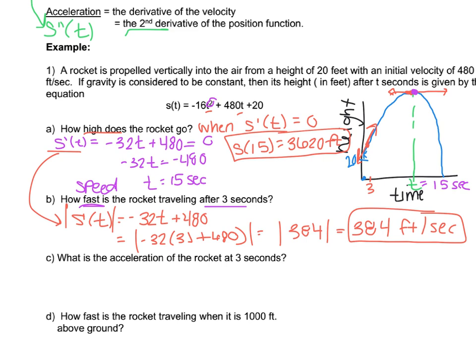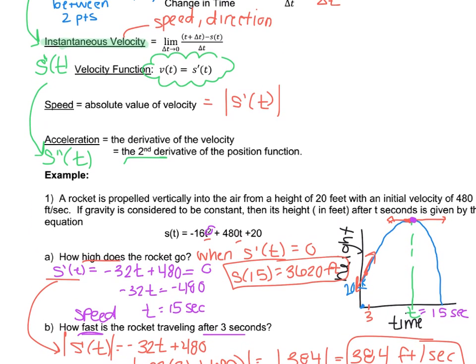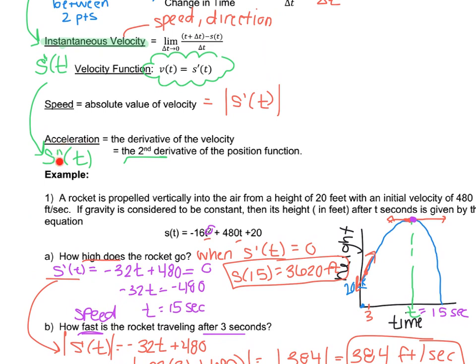The acceleration, part C, what is the acceleration of that rocket at 3 seconds? So acceleration is, remember, the rate of change of the velocity. So rate of change of the velocity, but remember velocity is the derivative. So we're talking about the derivative of the derivative, or the second derivative. I'm going to go back up here to what we wrote with acceleration right here. So the derivative of the velocity, or the second derivative of the position function.